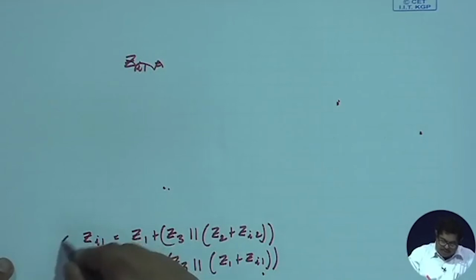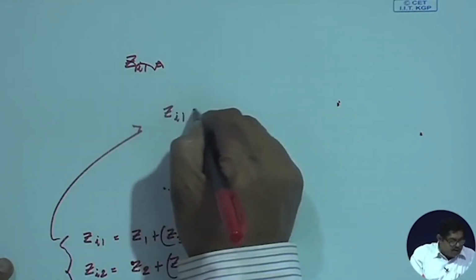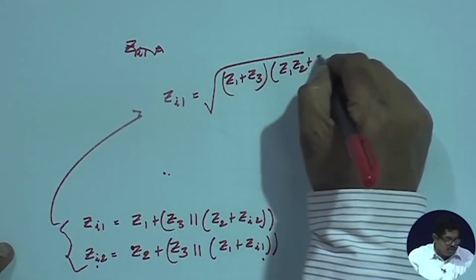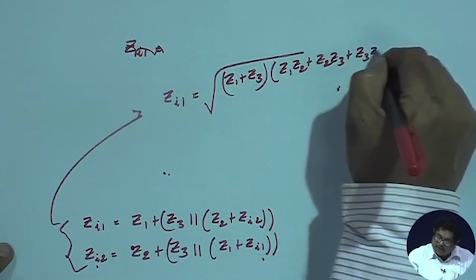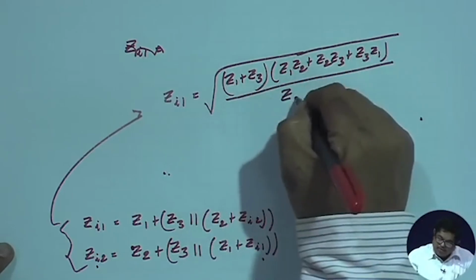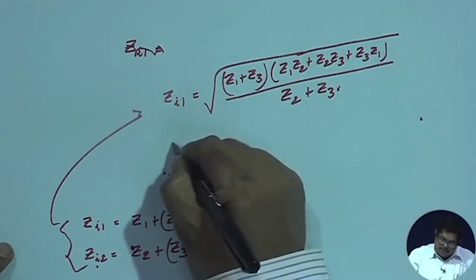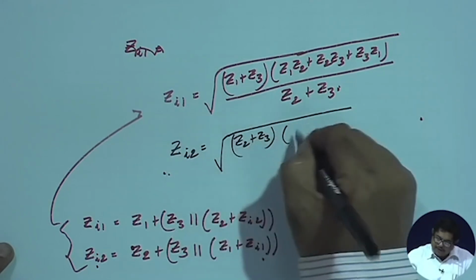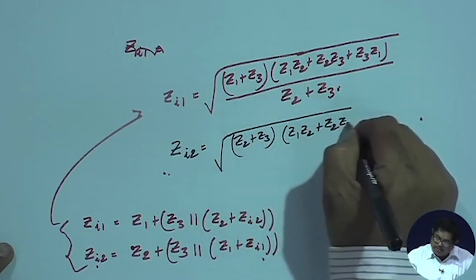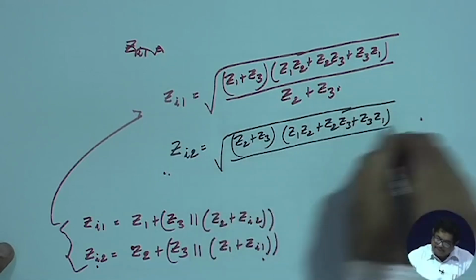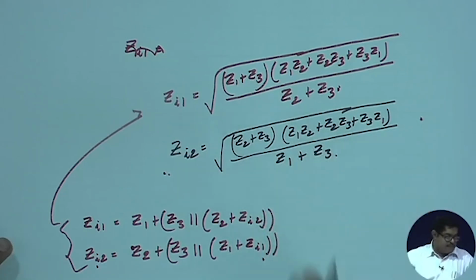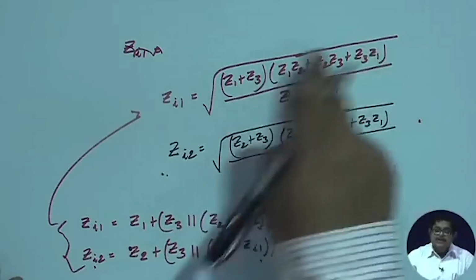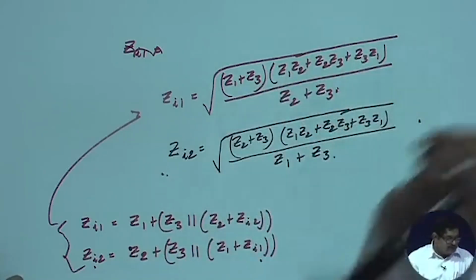Upon solving this, I get Zi1 equal to root over Z1 plus Z3 into Z1 Z2 plus Z2 Z3 plus Z3 Z1 by Z2 plus Z3, and Zi2 is root over Z2 plus Z3 into Z1 Z2 plus Z2 Z3 plus Z3 Z1 by Z1 plus Z3. So you see that these image impedances can be represented in terms of the component impedances of the T section.